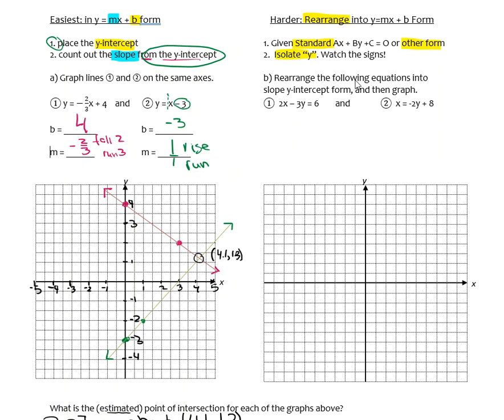B, rearrange the following equations in slope y-intercept form and then graph. So this one, you can't tell me right away what the y-intercept is. Remember our first step over here was to get the y-intercept. The 6 is not the y-intercept. It's the constant, but it's the wrong constant. It's a capital C here. I need it to be a lowercase b, which means I need to isolate y. Equation 1. So in equation 1, I need to isolate y. I want y all alone.